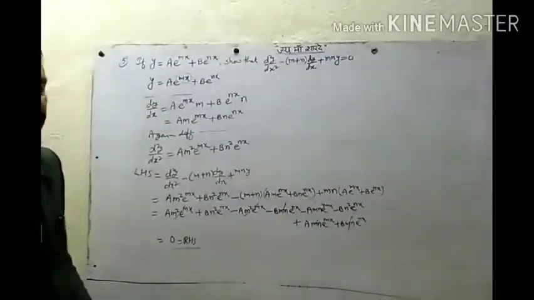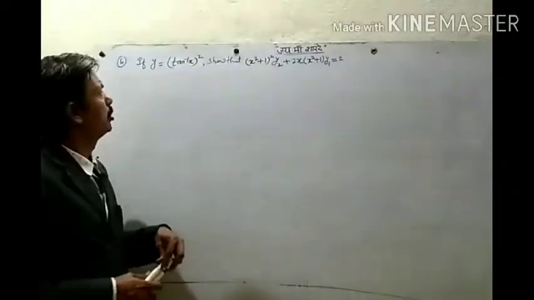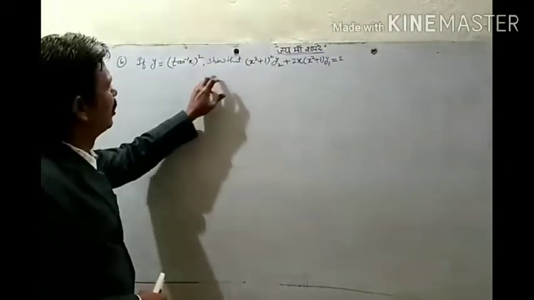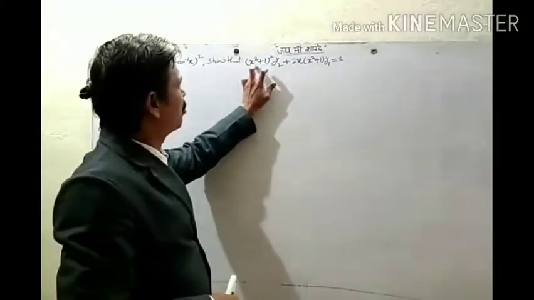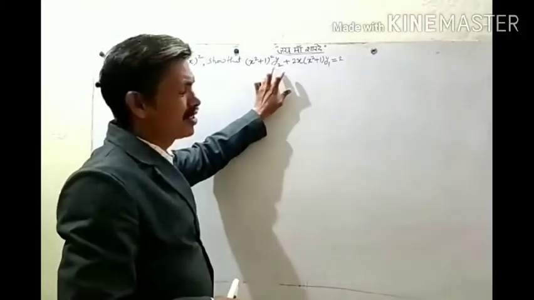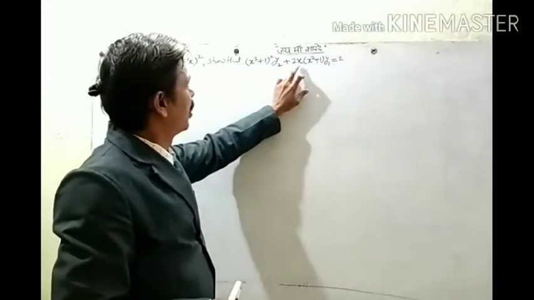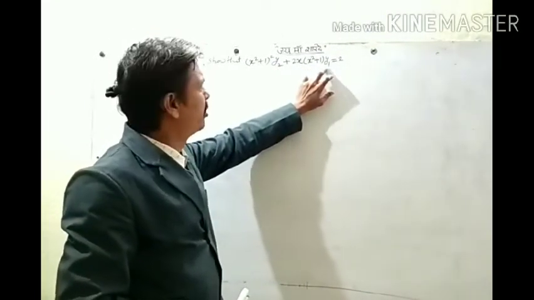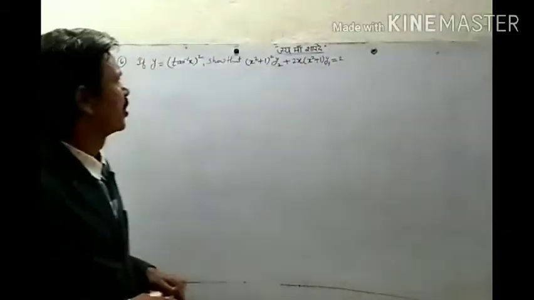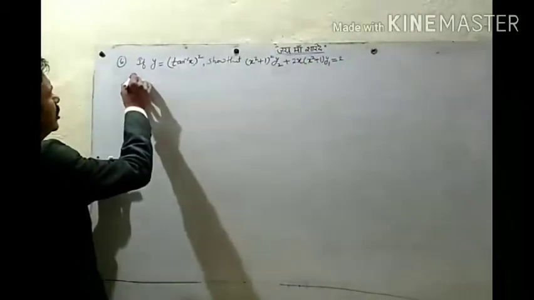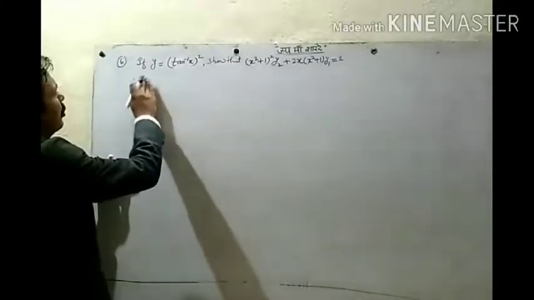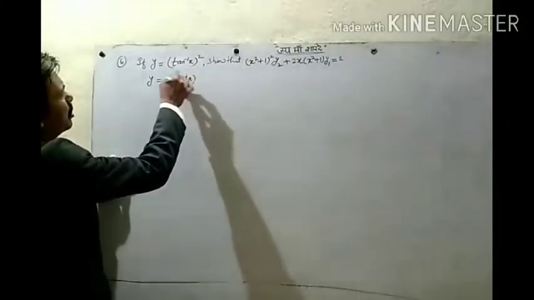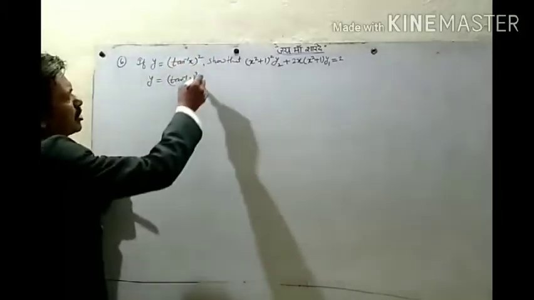Now one more question. If y equals square of tan inverse x, then show that (x square plus 1) square into y2, where y2 means second order derivative of y, plus 2x into (x square plus 1) y1, where y1 is first order derivative, is equal to 2. So let's start the question. We have y equal to tan inverse x, whole square.